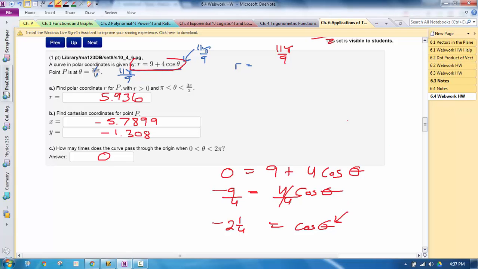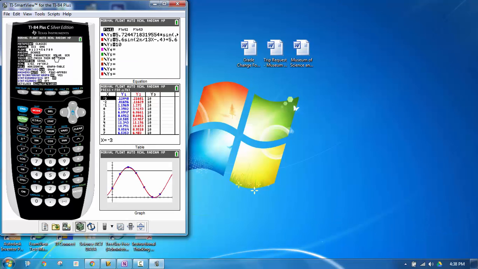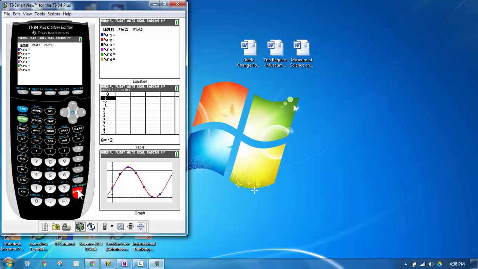And you can graph this in your calculator as well. If you type this in your calculator, you want to go to polar mode. So hit mode and scroll over to polar here. And then in your y equals, you're just going to enter this in. Make sure my plot's turned off here. So this is 9 plus 4 cosine of theta, and you can graph this. You might want to change the window a little bit, but you can see it's basically an ellipse, and it never goes through the origin.